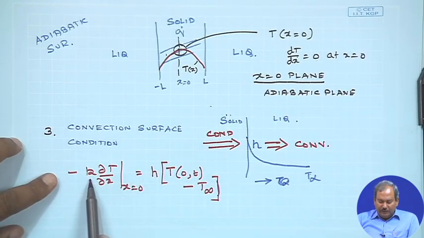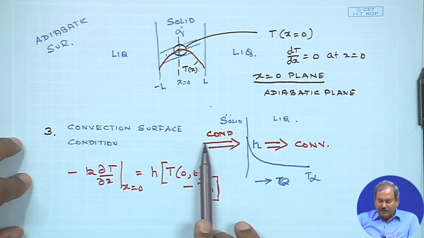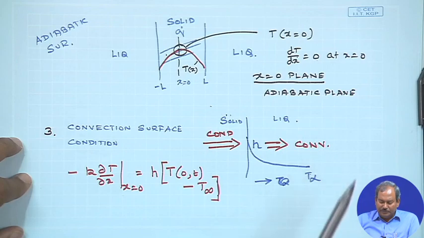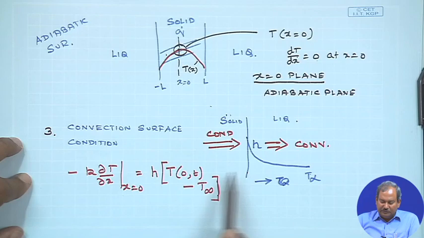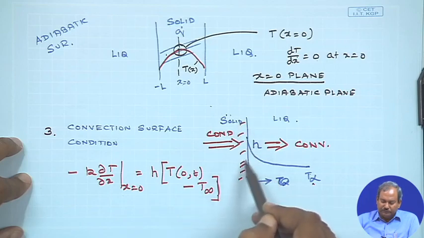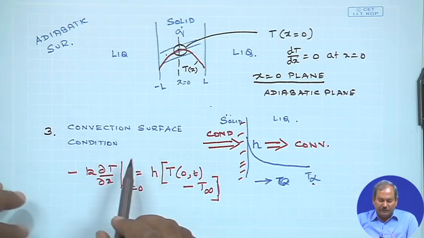So, the convective heat loss must be equal to the conductive heat which is coming to the interface. So, by conduction you have some amount of heat coming in, and by convection the same amount of heat is going out. So, this T(0, t) denotes the temperature of the interface at any given time at location 0, and T infinity is the constant temperature of the bulk fluid situated far from the solid wall. So, this is the convection surface condition.